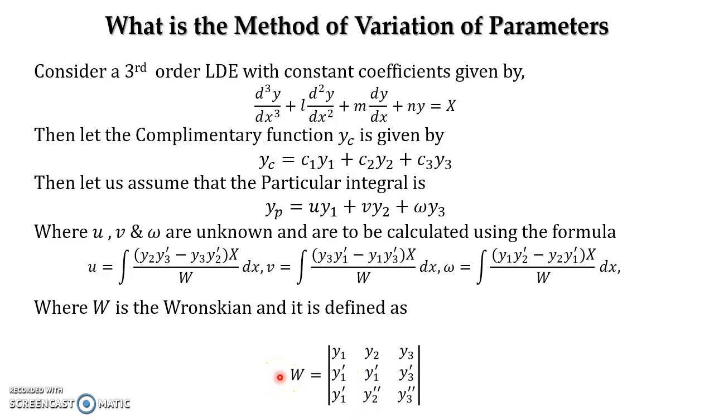With this we end our lecture, and the examples will be solved in the successive lectures. So this is part 1 of the method of variation of parameters lecture, and in part 2 we will see how we solve examples based on that.